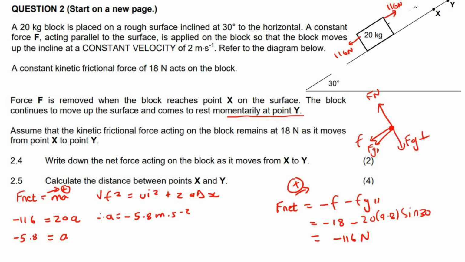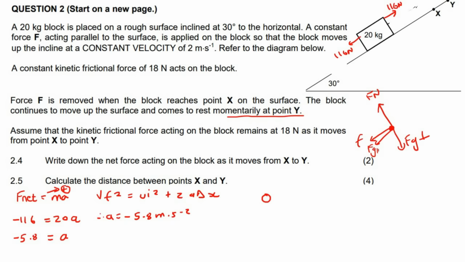We know that the final velocity is 0 because the block will come to rest. The initial velocity is 2 and the acceleration is minus 5.8, but we don't have the distance. So the final velocity will be 0. The initial velocity is 2, see there? That's just before that other force was removed. The acceleration, please remember that there's a negative, and then the delta x.